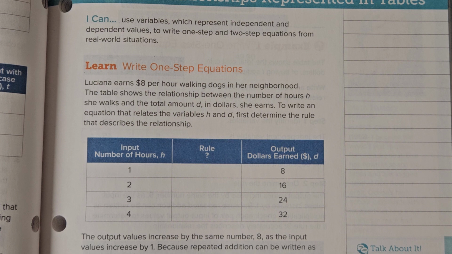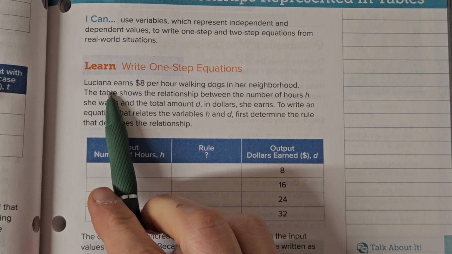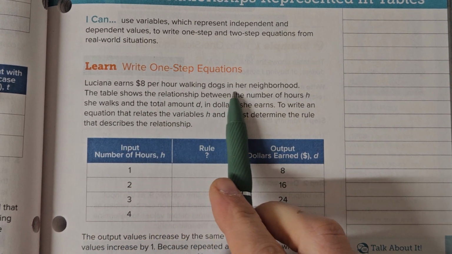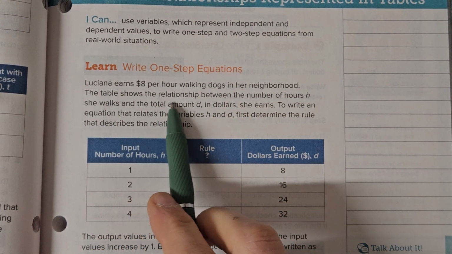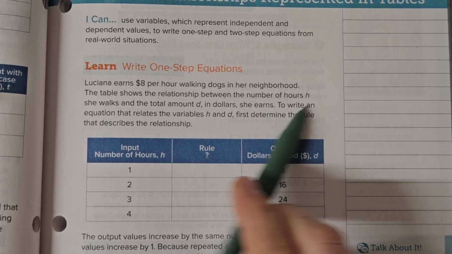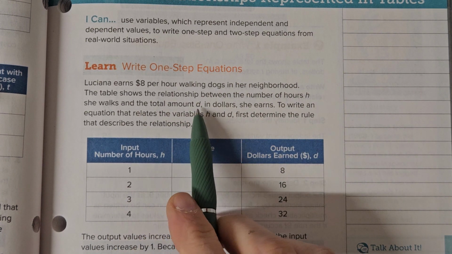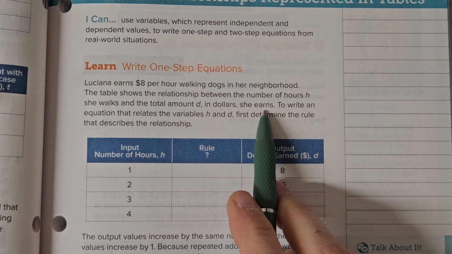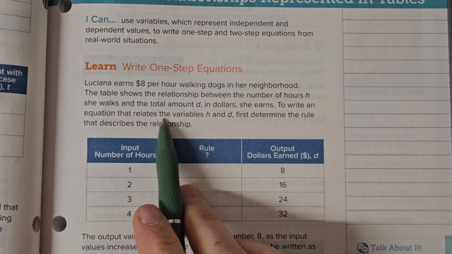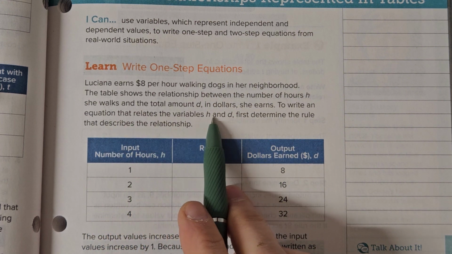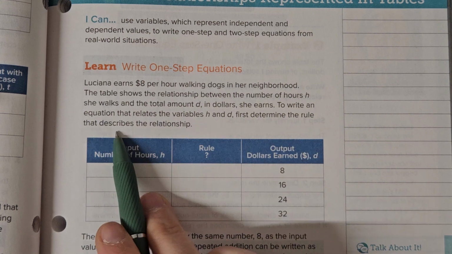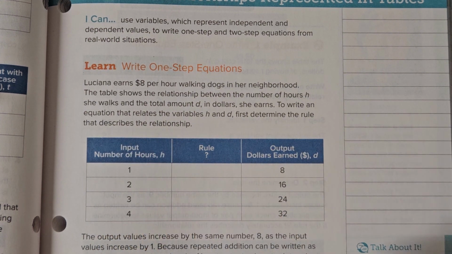I'm going to give you some good hints here. I would suggest following them. We'll see how it goes. Luciana earns $8 per hour walking dogs in her neighborhood. The table shows a relationship between the number of hours H she walks and the total amount D in dollars she earns. To write an equation that relates the variables H and D, first determine the rule that describes the relationship. So here's what I would tell you.